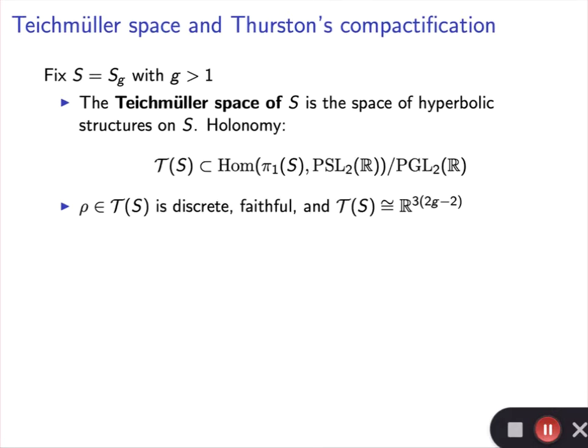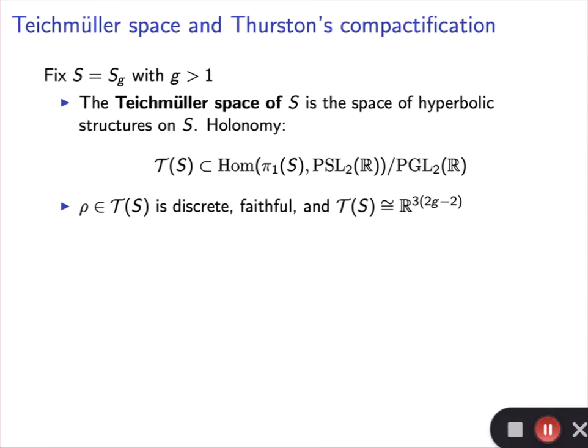by identifying it with a subset of a character variety, so group homomorphisms from the fundamental group of S into PSL2R up to conjugation. And it turns out that these representations are discrete and faithful, and Teichmüller space is a vector space of dimension 6g minus 6, so only depending on the topology of the surface.